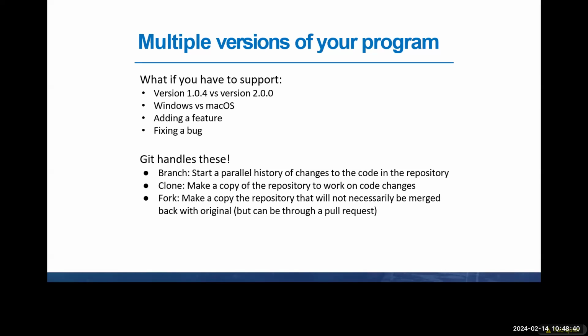Now the solution is again Git. Git handles these problems by giving you the branch, so you can start a parallel history of changes to the code in the repository. Clone is to make a copy of the repository to work on code changes. And fork means to make a copy of the repository that will not necessarily be merged back with the original, but it can be through a pull request.